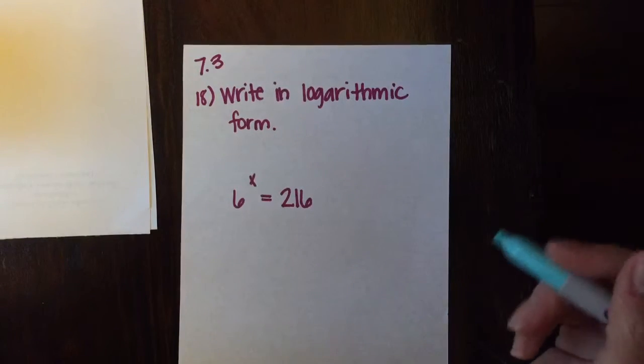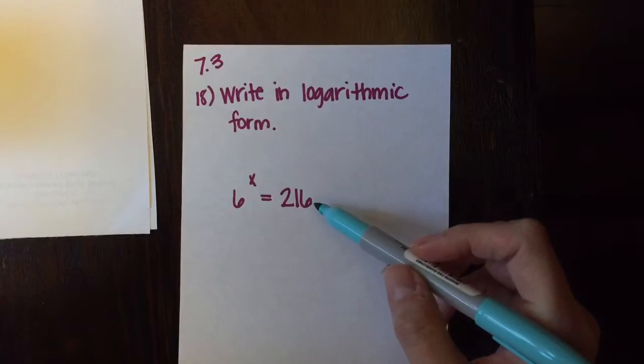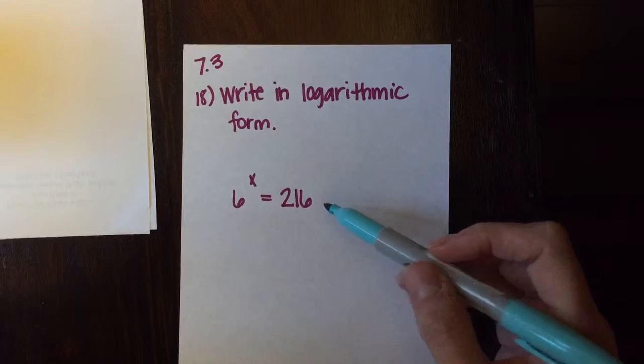Here are your notes for section 7.3. Examples. Number 18 gives you an equation in exponential form and asks you to change it into logarithmic form.